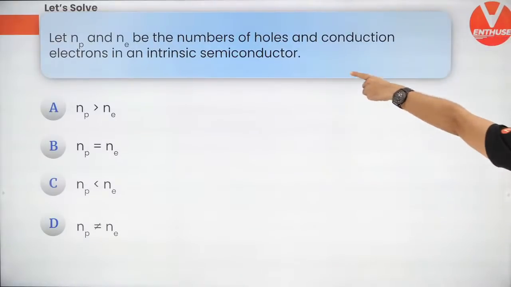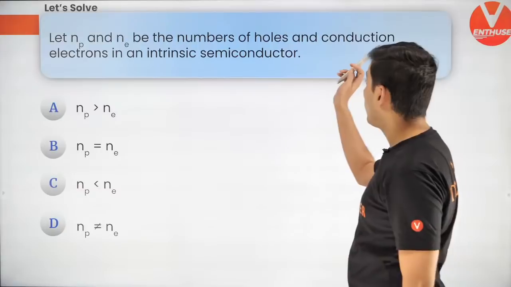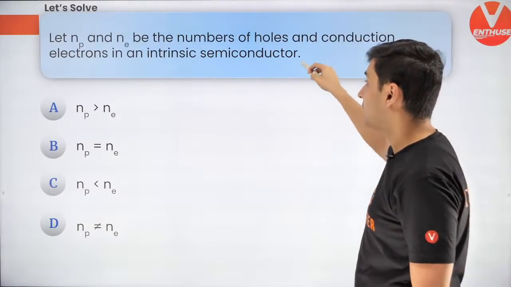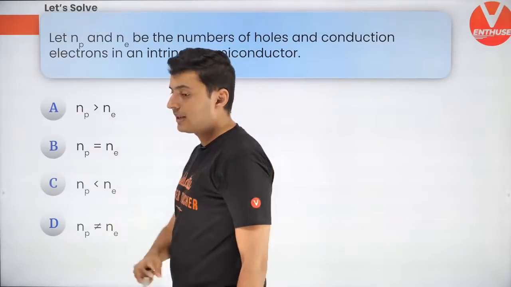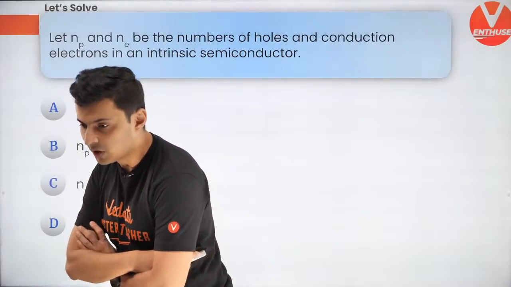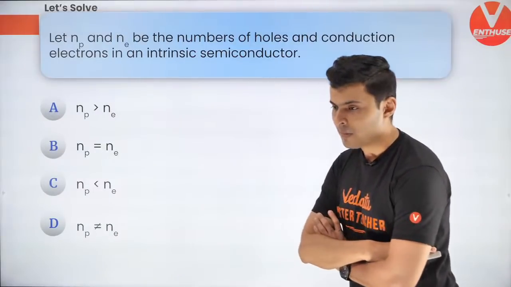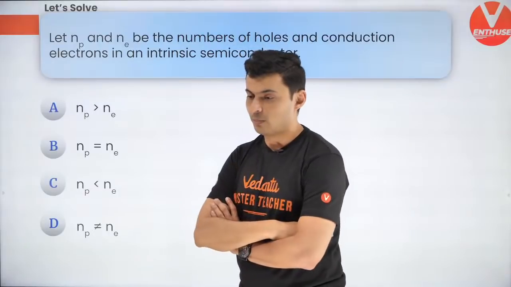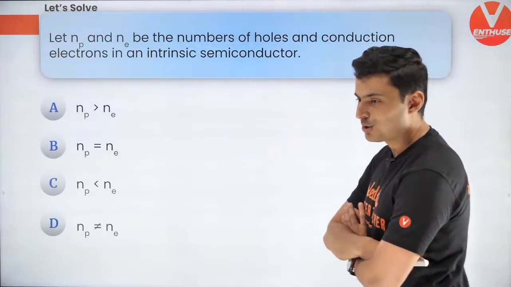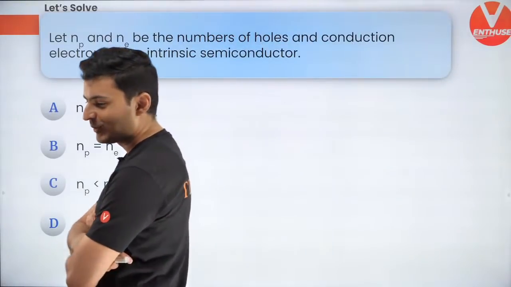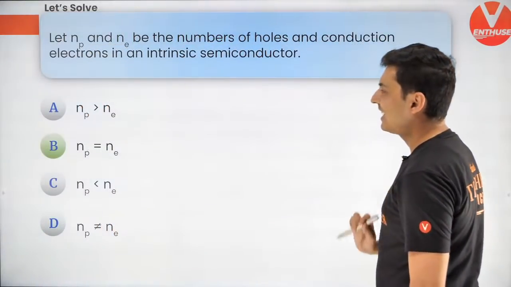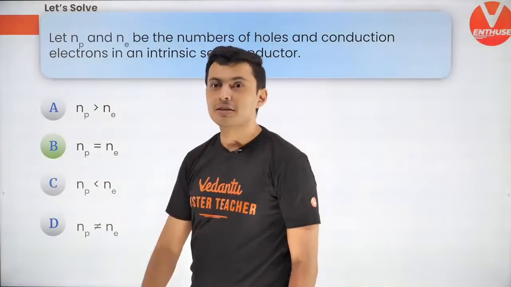If Np and Ne be the number of holes and conduction electrons in an intrinsic semiconductor, then which of the following is true? Come on, Tejas says B. Come on. For an intrinsic, B for Bombay. Sure. All right. Very good. Excellent. Very good, guys. The correct answer is B. Acha.